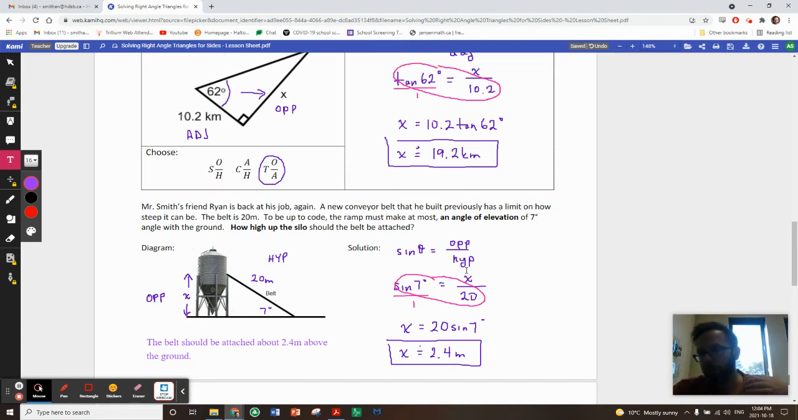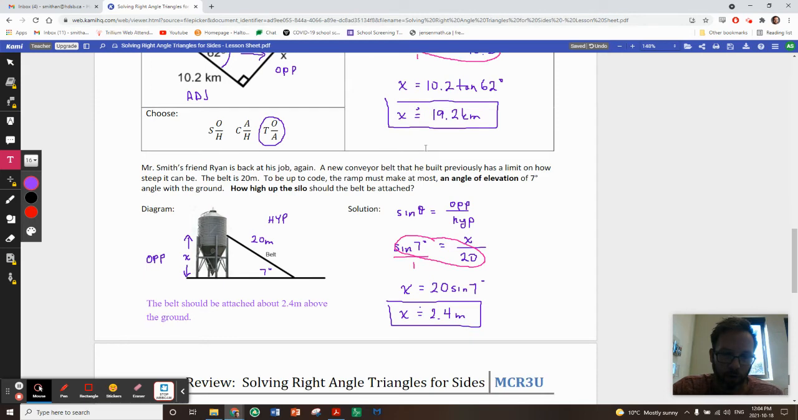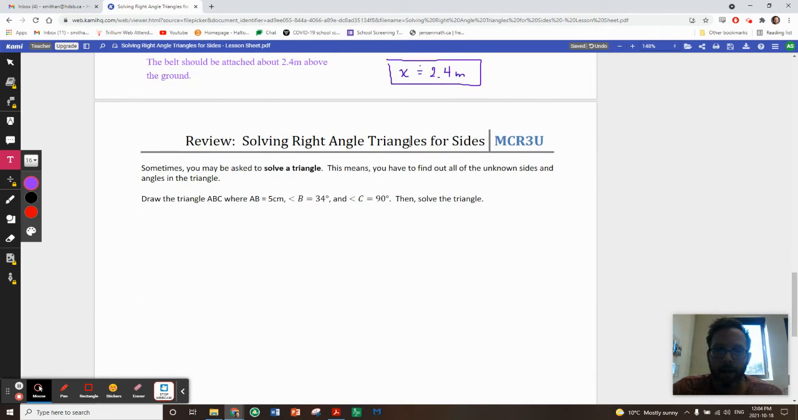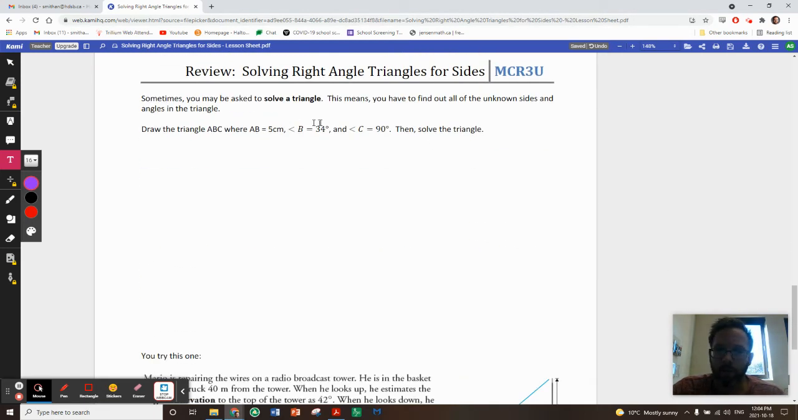All right, so we've mixed up the ratios. I guess none of these require the cosine ratio, but that's okay. We talked about how to choose the appropriate ratio, and reviewed the skills for solving those ratios. Now let's just talk about some different applications that you would have done in your grade 10 course before wrapping up this lesson. So on occasion, you may be asked to solve a triangle to practice your skills. That just means you figure out everything about the triangle, all the sides and all the angles.